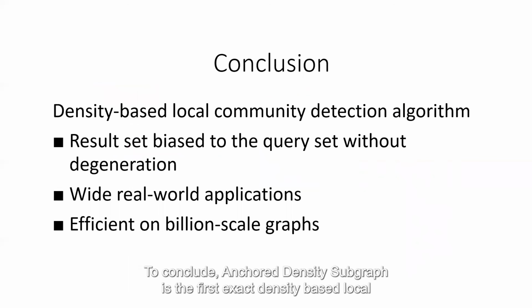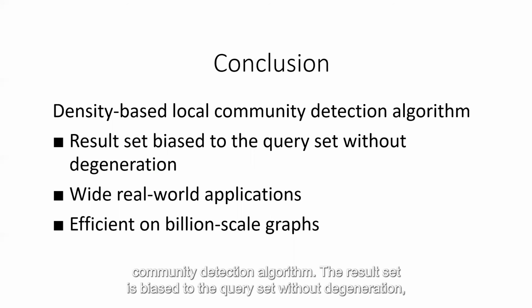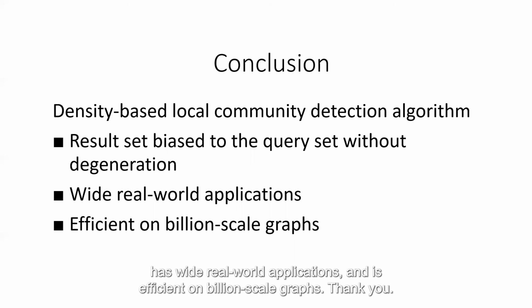To conclude, anchored densest subgraph is the first exact density-based local community detection algorithm. The result set is biased to the query set without degeneration, has wide real-world applications, and is efficient on billion-scale graphs.